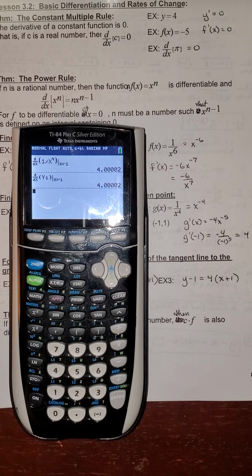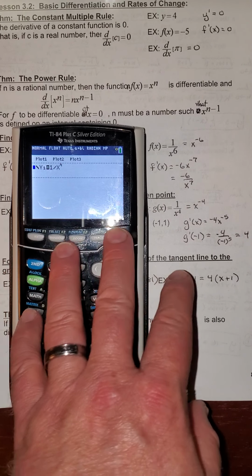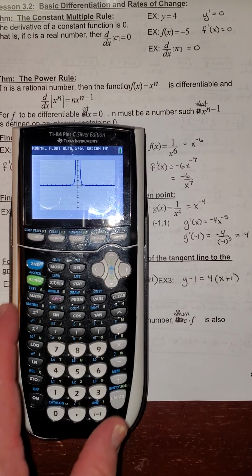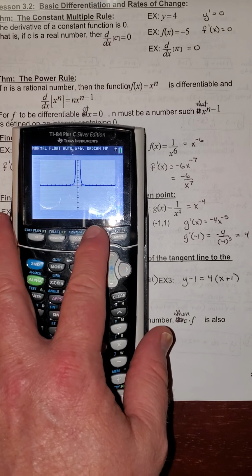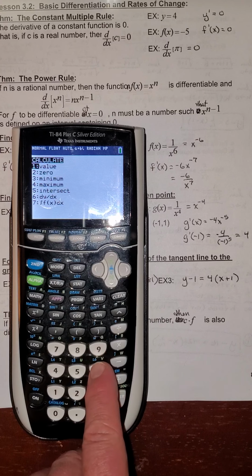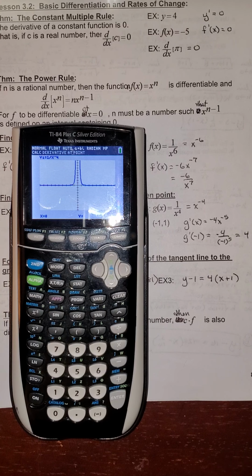Here's another way to do it. Okay, you can go to y equals, make sure you've got that function plugged in there, and graph it. Here comes the graph of my function. Now, this time what I want you to do is hit second and the trace key. This is the calculate menu. Now, do you see anything in there that resembles the derivative notations we've talked about? Number 6. Hit number 6.